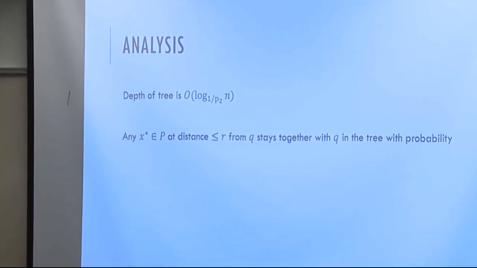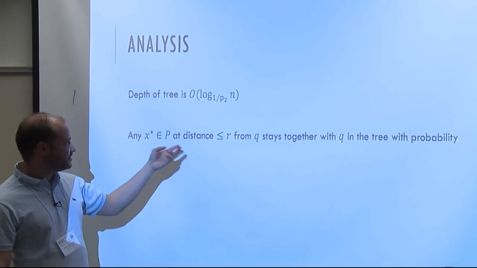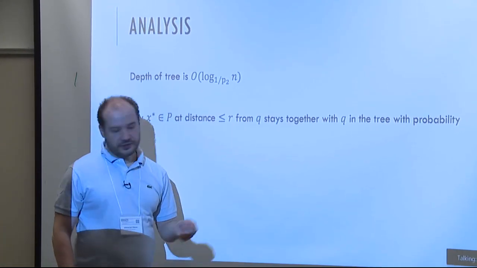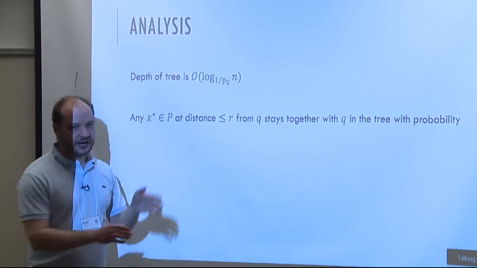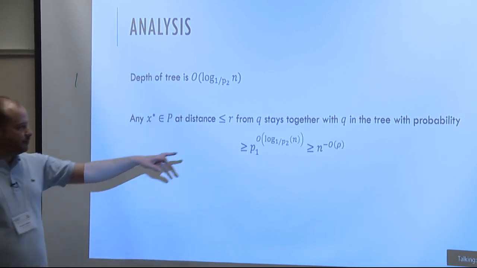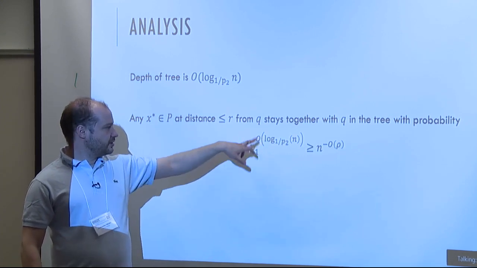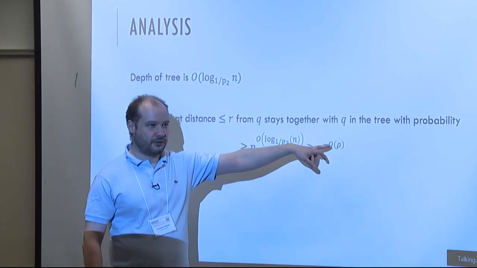So say I have some near neighbor x star in P that's at most distance r from Q. It's going to stay with Q together throughout all layers of the tree with probability at least P1 in each layer of the tree. And there are at most this many layers. And if you compute this, this is exactly n to the minus O of rho.